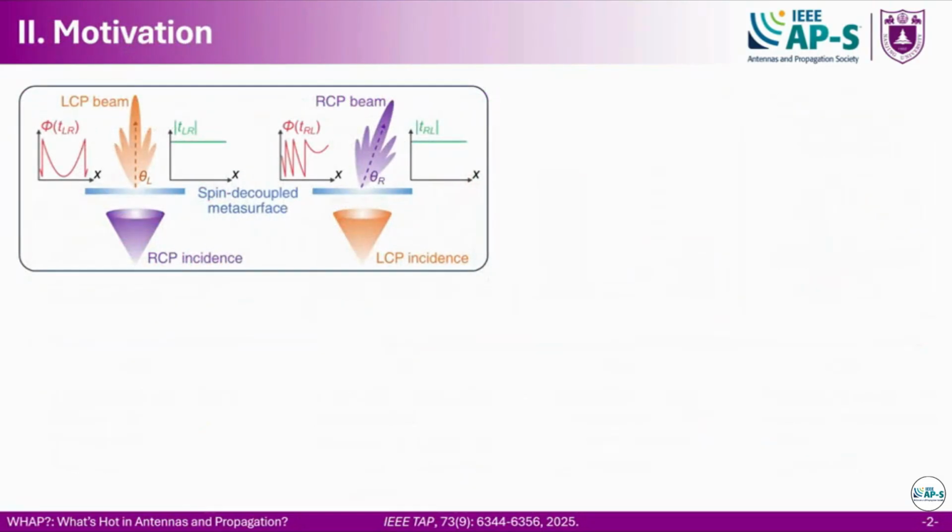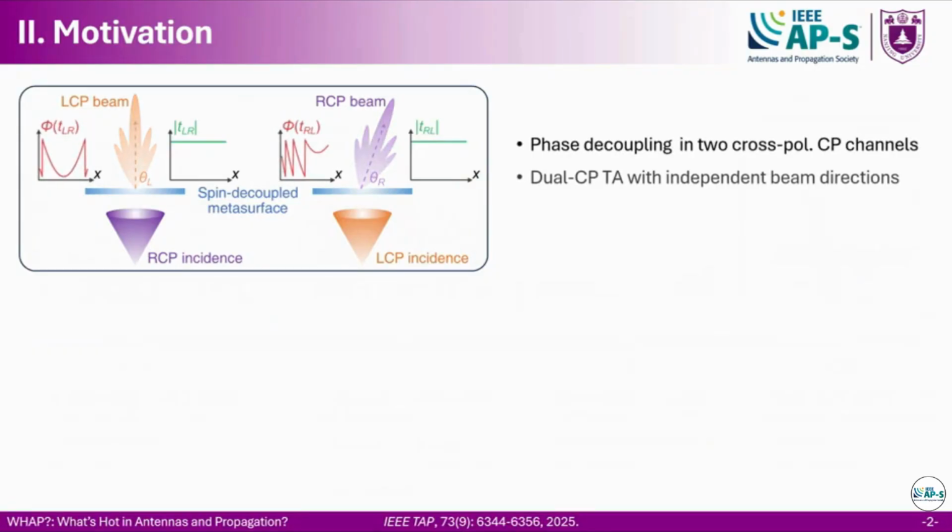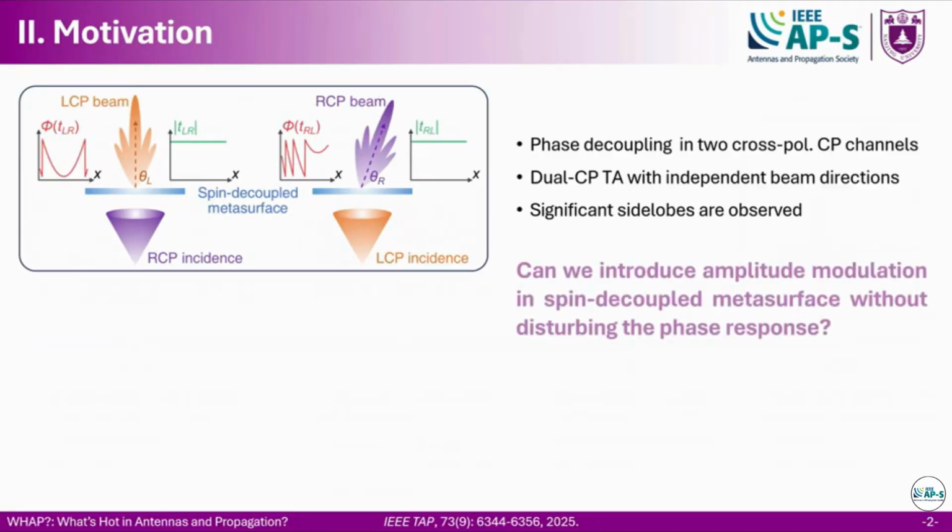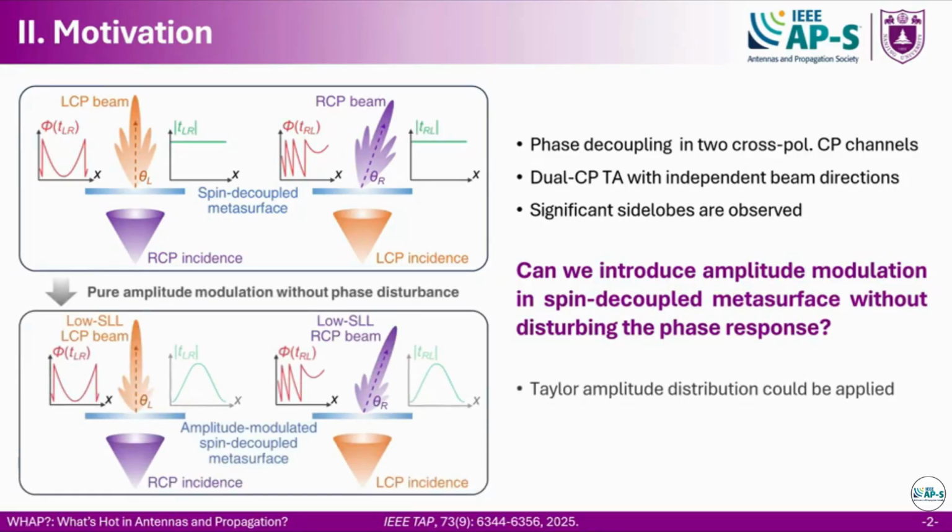An important application of spin-decoupled metasurfaces is the dual CP transmitarrays, where independent phase responses allow different beam directions for two CP waves. However, without amplitude modulation, obvious side lobes are usually observed. Therefore, an important question is whether amplitude modulation can be introduced into the two CP channels to suppress side lobes.